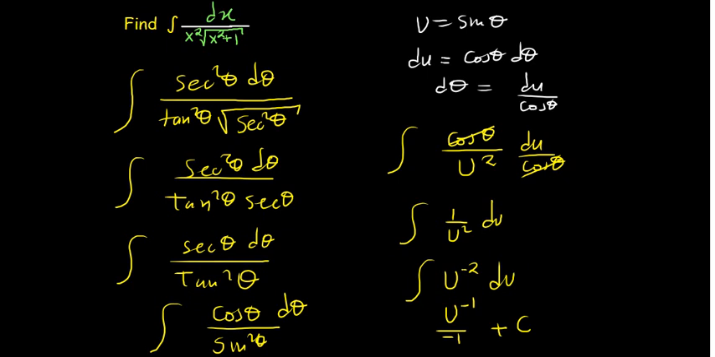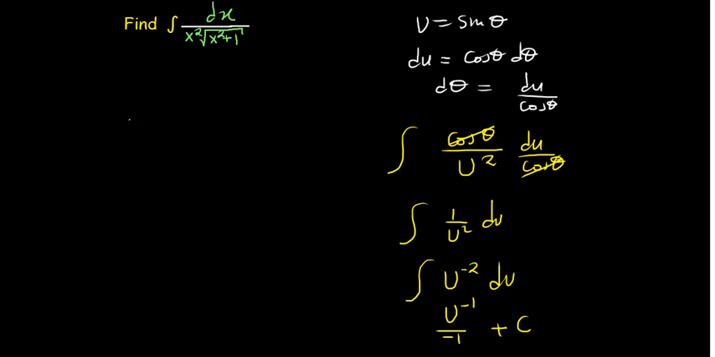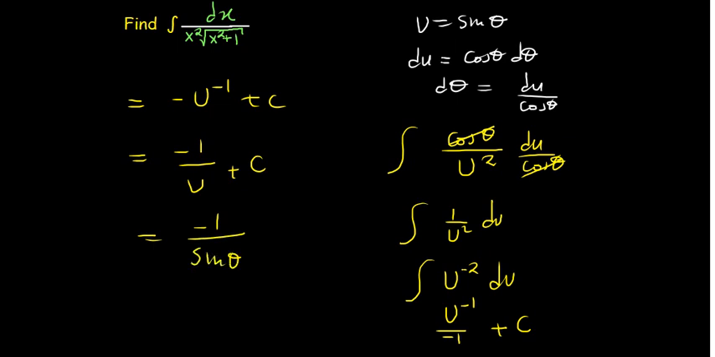So we can simplify this one further. And that will give us negative u to the power negative 1 plus c. Like this negative 1 can go there. So it will just be negative u to the power negative 1 plus c. Now I can take the u down because it's negative. So that will be negative 1 over u plus c. And then you put back where there is u. That will be negative 1 over, what is u? Well, u is sin theta, so that will be negative 1 over sin theta plus c.